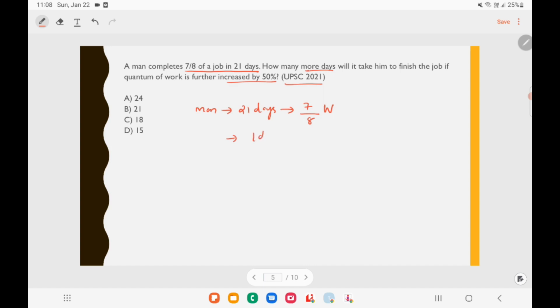So in one day, the man will do 7 by 8 into 21 work. You can cancel 7. You will get W by 8 into 3, which is 24.